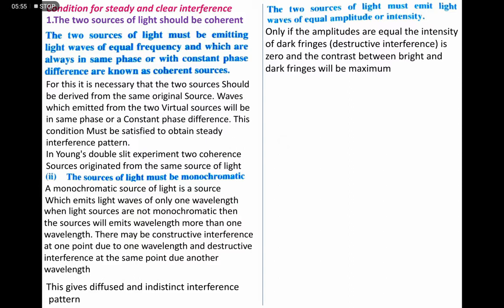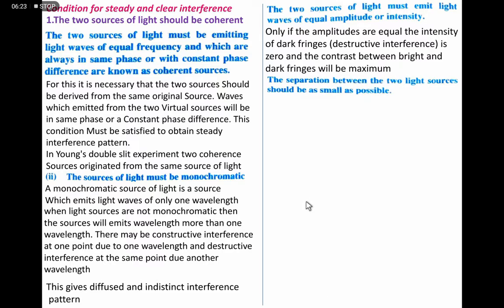Otherwise, if the amplitudes of the waves are not equal, the dark is not completely dark, and the contrast will not be there in the interference pattern. So this condition is important. If the dark is completely dark, then we will observe the interference pattern clearly.